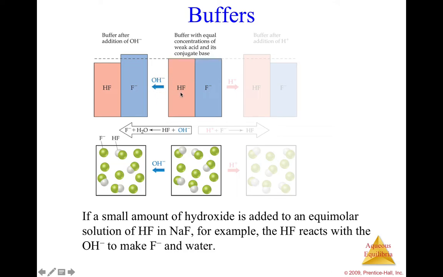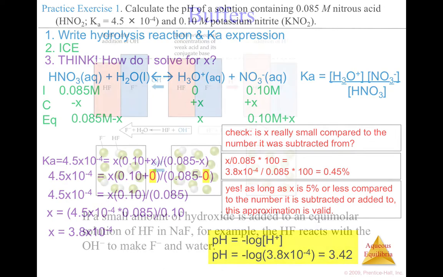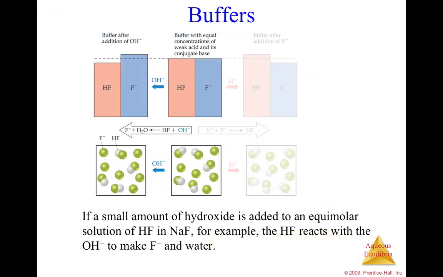So we're going to look at calculating the pH of a pure buffer, just a weak acid and conjugate base, which we did on this previous slide. We essentially calculated the pH of a buffer. We're also going to look at calculating the pH of a buffer after adding either strong base or strong acid.